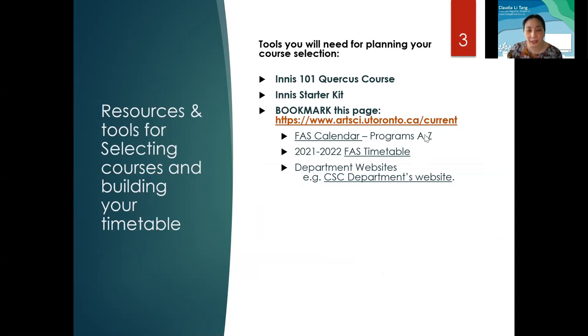Some of the tools that you will need for planning your course selections are the Innis 101 Quercus course, which you probably have already seen, and started looking at some of the modules that guide you through. This session is designed to go through the entire course selection process, with the emphasis on the timetable and making your timetable. And of course, if you missed anything, you can always go back to Quercus 101, select the modules and go back to the sessions.